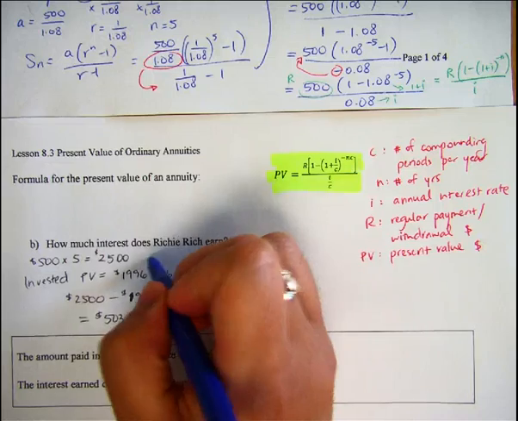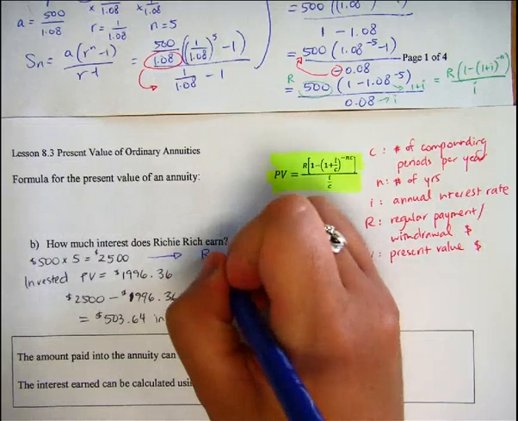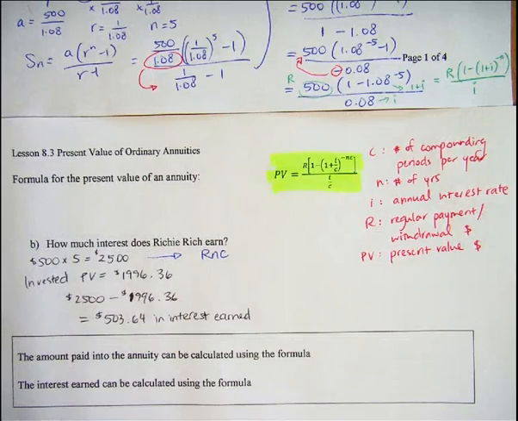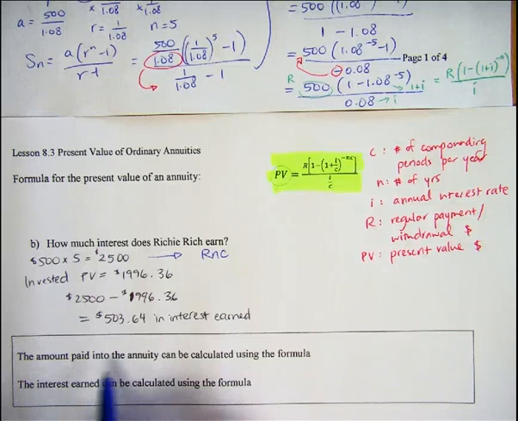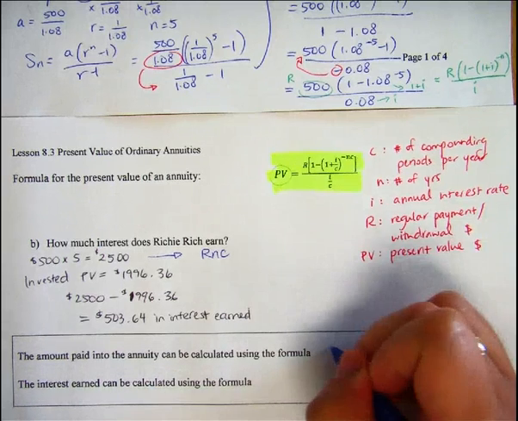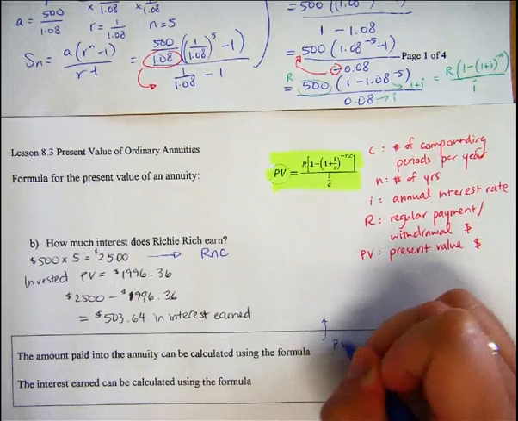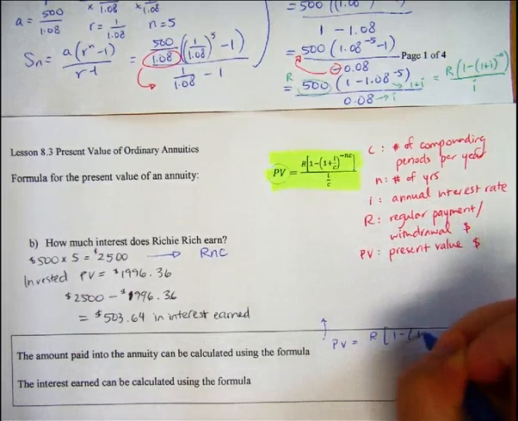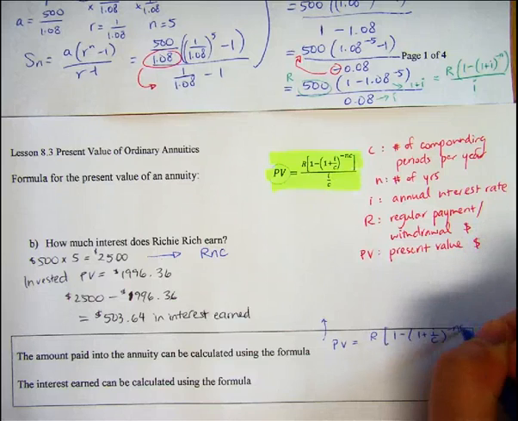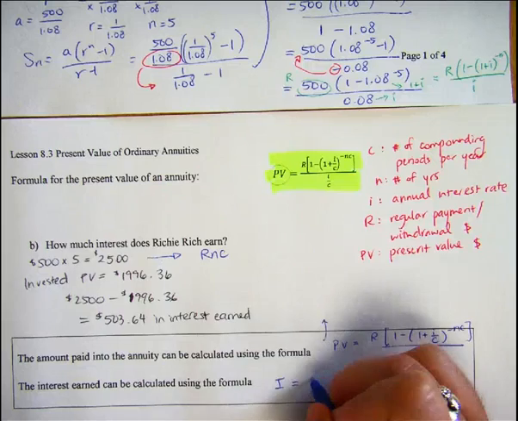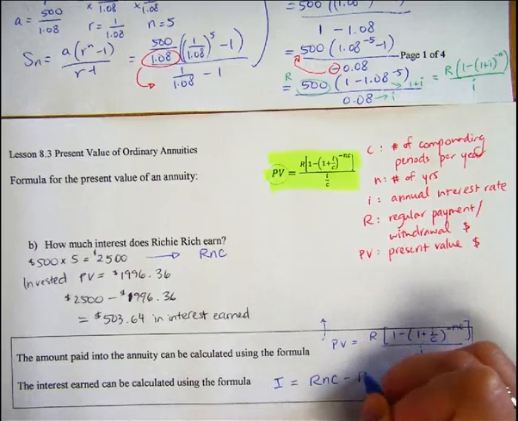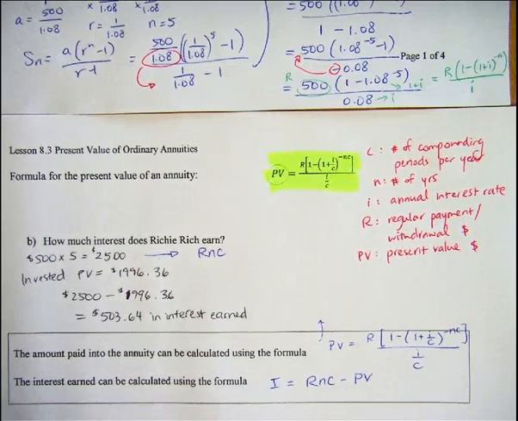$503.64 in interest earned. So this $2,500, that's like how we calculated RN C in the previous lesson, and this PV is our new PV from this formula right here. So the amount paid into the annuity, so how much Richie Rich pays, that would be the formula up above, 1 minus 1 plus I over C to the negative N C all over I over C. And the interest earned would be calculated by R N C minus how much he invested.